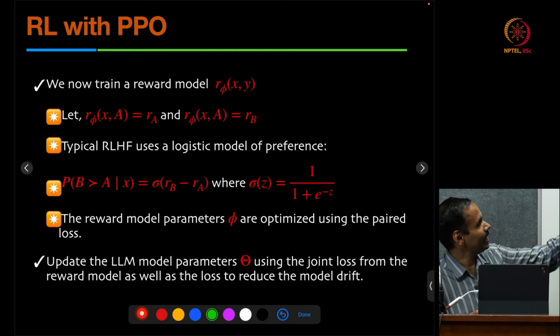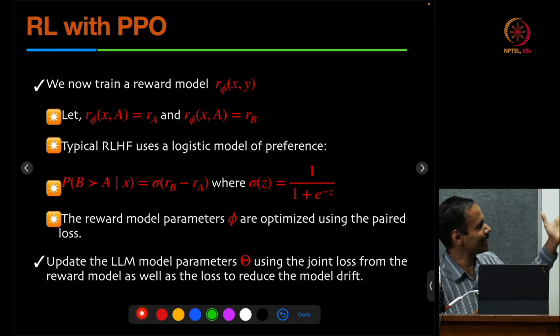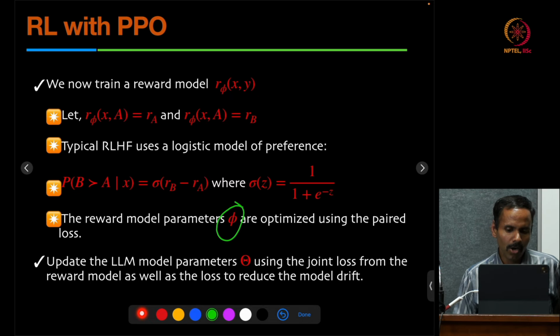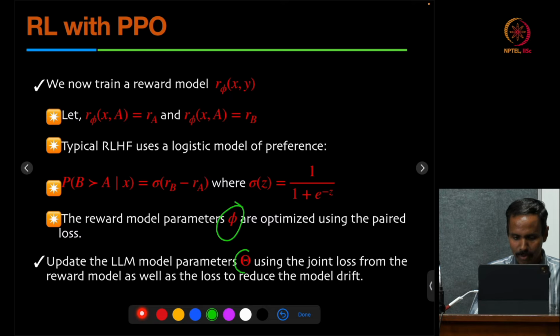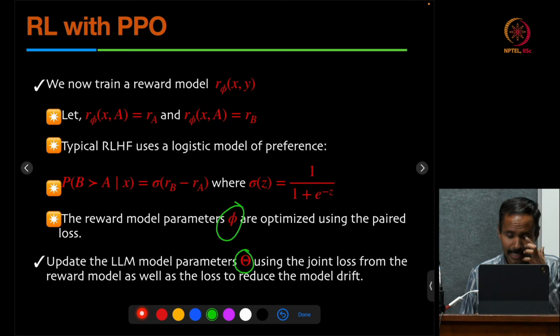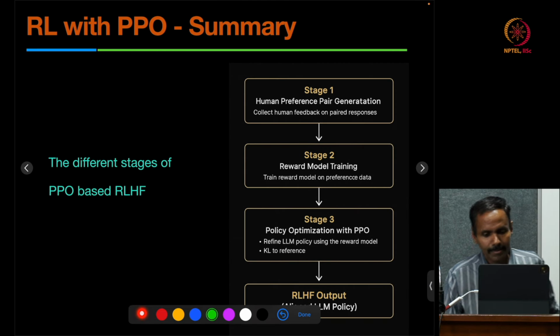You take the response A, pass it through a reward model and get some score RA, and take the response B, get an RB. Now we want to maximize the sigmoidal difference between RB and RA, so the phi parameters are optimized for this. Once the phi model is optimized, you can go back to the large language model, and the joint loss that I put together in a couple of slides before becomes the objective to tune this with RL.